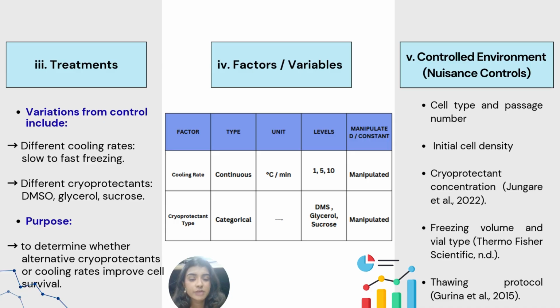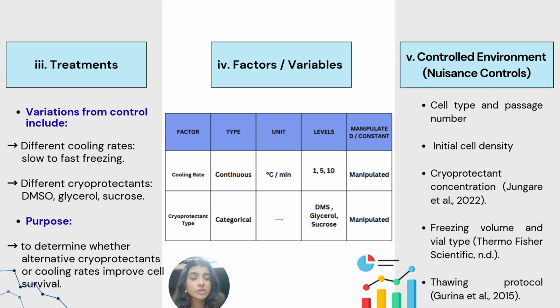Next up, we have factors and variables. So this experiment consists of two main factors, where the first factor is cooling rate, which is a continuous variable measured in degrees Celsius per minute, with three levels, 1, 5, and 10 degrees per minute. The second factor is cryoprotectant type, which is a categorical variable with three levels, DMSO, glycerol, and also sucrose. Both of these factors are manipulated variables, while all the other conditions are kept constant.